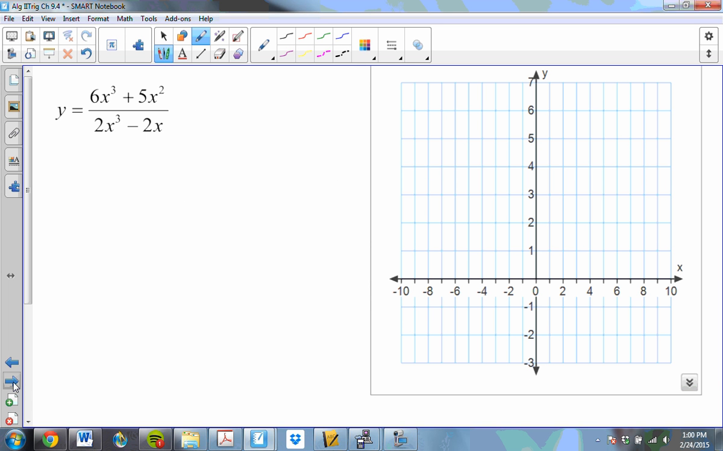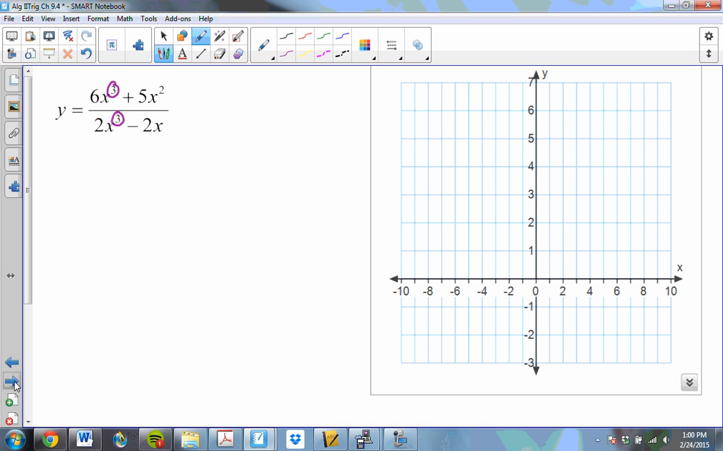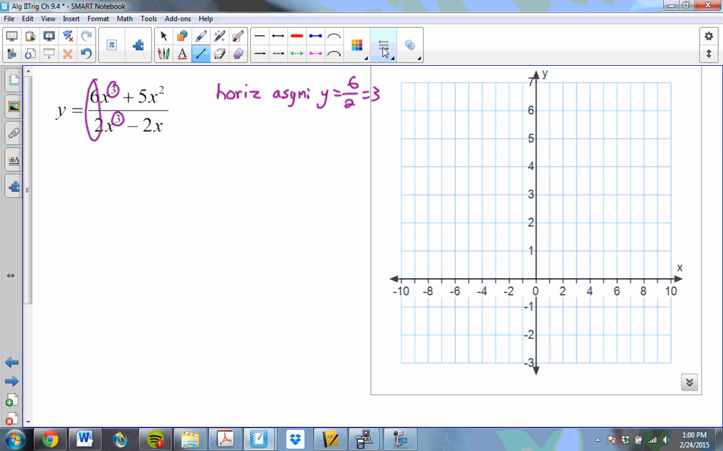So here's a graph, 6x to the third plus 5x squared over 2x to the third minus 2x. Right now the degree on top and the degree on the bottom are the same. So we're talking about this scenario here. Since the degree on top and bottom are the same, I know that the asymptote is at the division of the leading coefficients. So the horizontal asymptote is going to be at y equals 6 over 2, which is 3. I'm going to have a horizontal asymptote at y equals 3. Here.